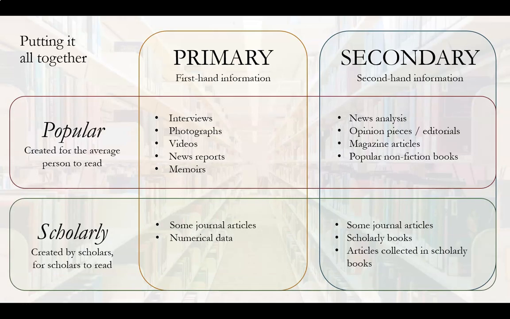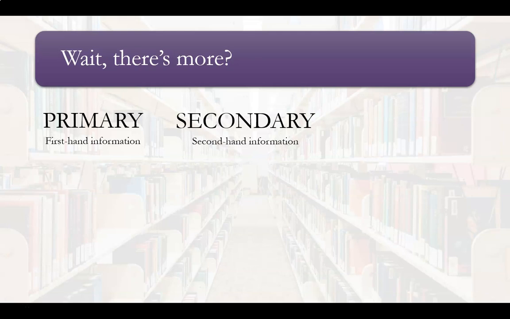Let's put it all together. A source can be popular or scholarly. It can also be primary or secondary. These are some examples that I've provided of all these different types of sources. That sure is a lot, right? But wait, there's more. That's right, there's even more beyond those things.